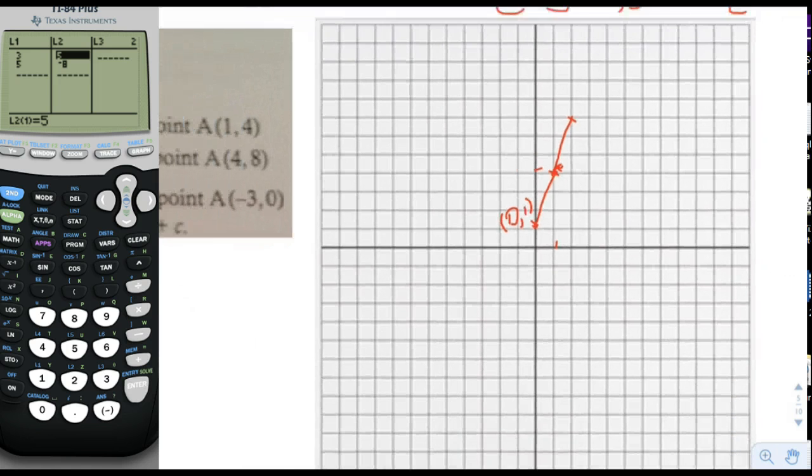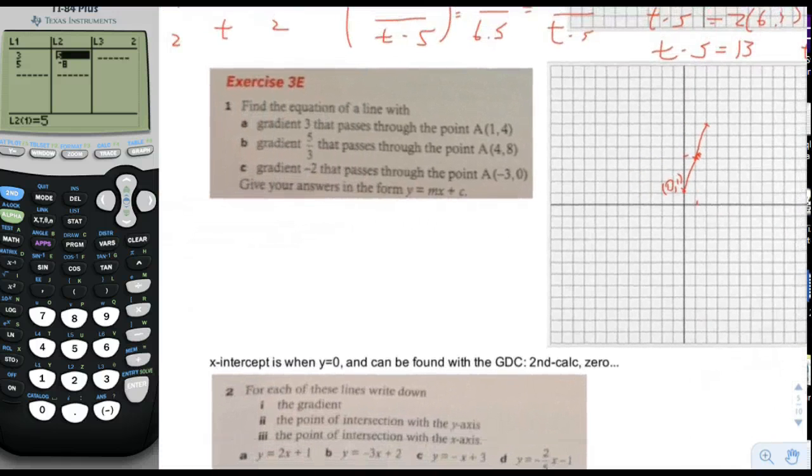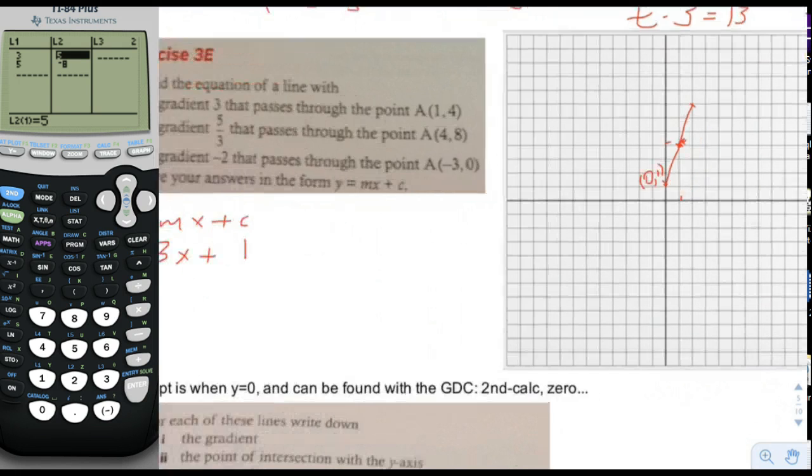We can use that to already find the gradient-intercept form, because we know the gradient-intercept form looks like this: y equals mx plus c, right? And we know that the y-intercept is c, so the y-intercept is 1, and we know that m is 3 because they said the gradient is 3, and there we go. So A was quite easy. What about B? Gradient 5/3 that passes through the point (4, 8).